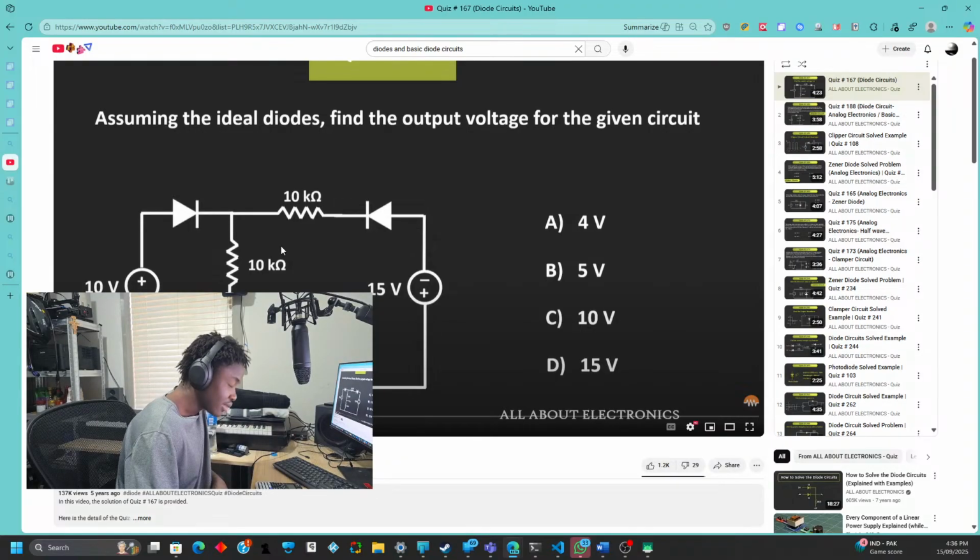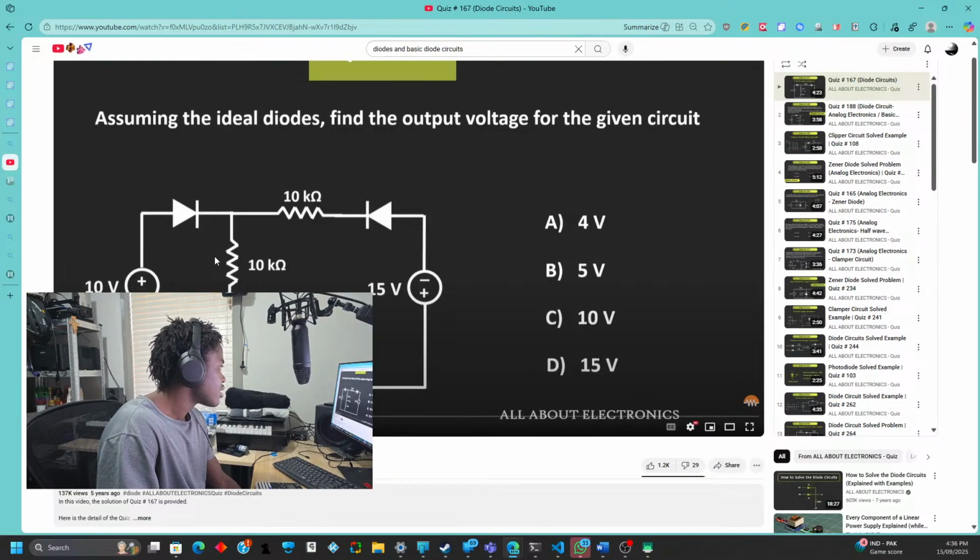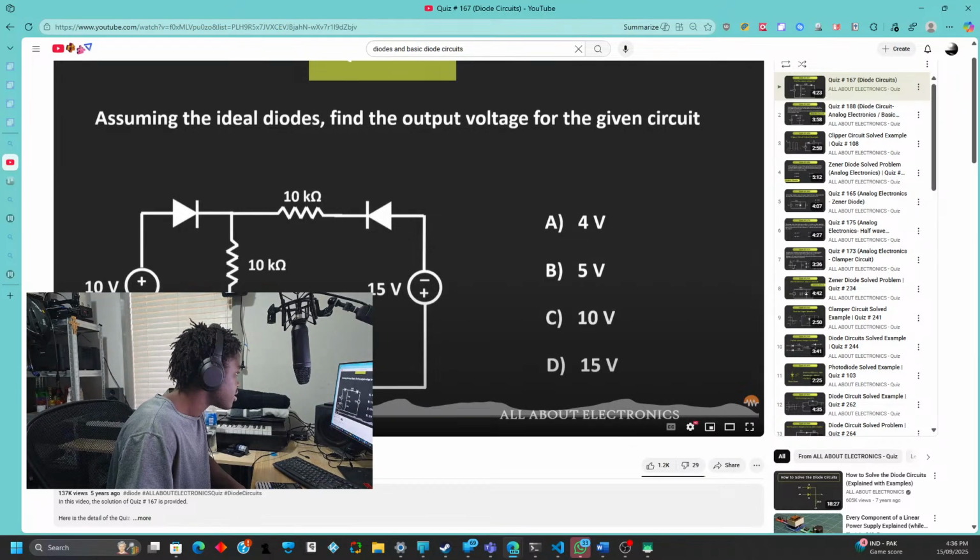So I got minus 4 volts. They got positive 4 volts. But I think the difference is I just said current entering the node are negative and current leaving the nodes are positive. And I think that's how I got the answer. Minus 4. Let's see if it's correct.